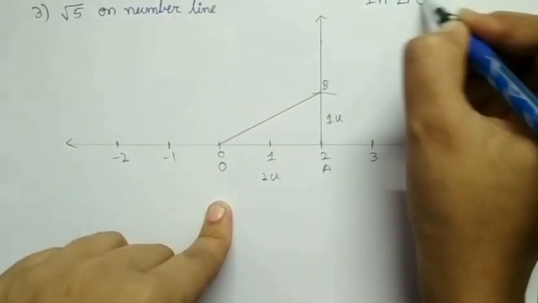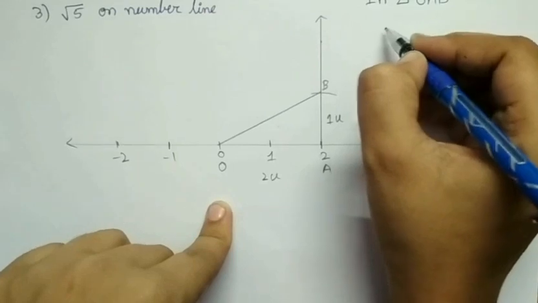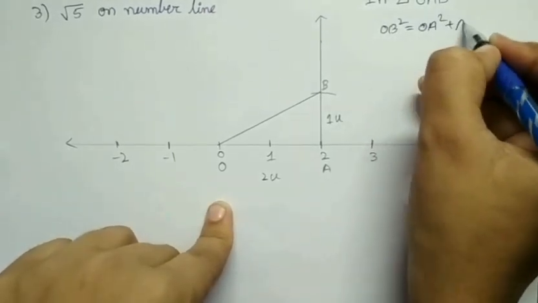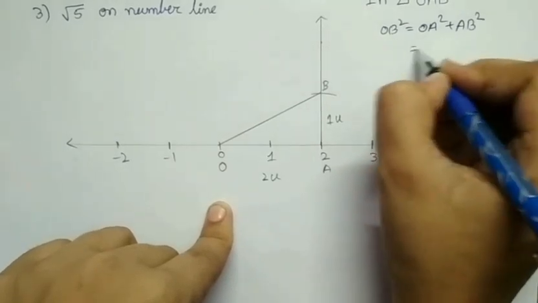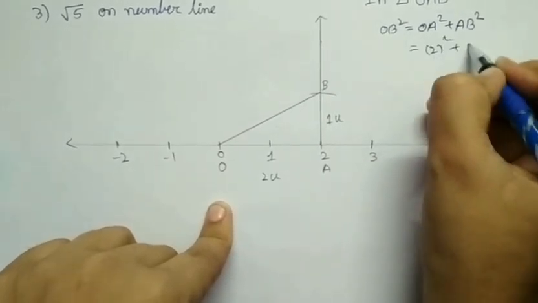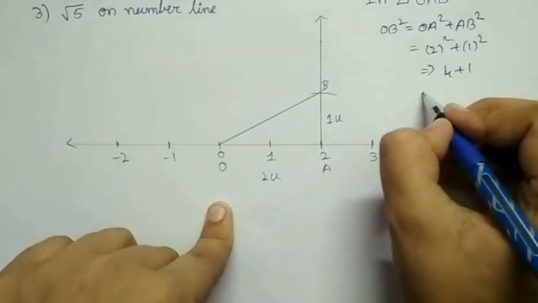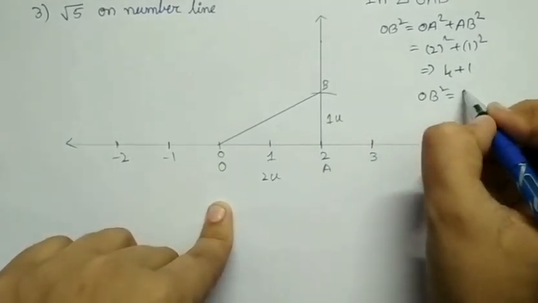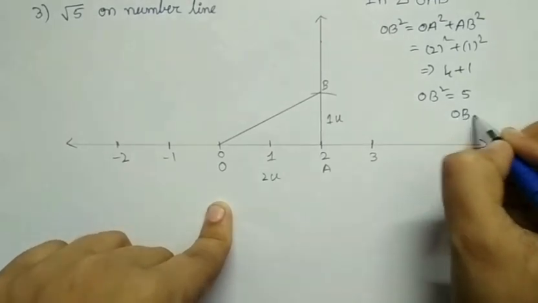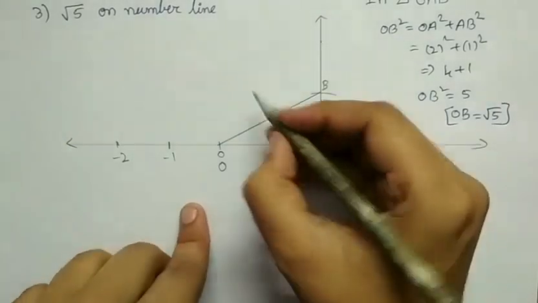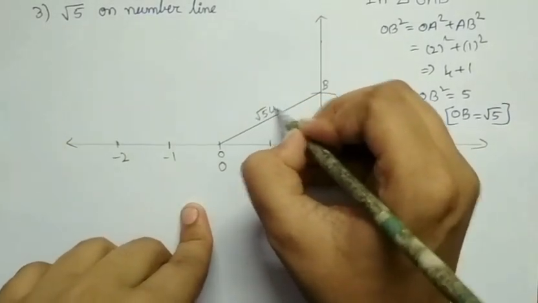In triangle OAB, OB square is equals to OA square plus AB square. So OB square will be 2 square plus 1 square, that is 4 plus 1. So OB square is equals to 5, OB is equals to root 5. Now we got OB as root 5 units.